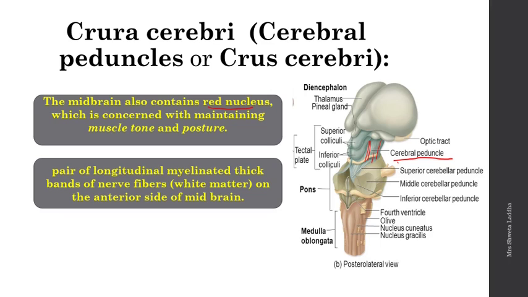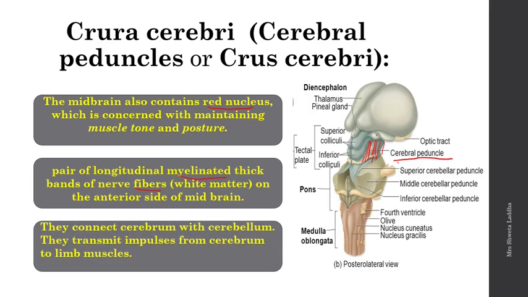These are a pair of longitudinal, myelinated, thick bands of nerve fibers. You can see these are longitudinal and covered with myelin sheath, thick bands of nerve fibers made up of white matter, present on the anterior side of the brain. What is above them? Above them lies the cerebrum. You can see this is the diencephalon, the thalamus part. So above lies the cerebrum and below lies the cerebellum. They connect the cerebrum to the cerebellum, and transmit impulses from the cerebrum to the limb muscles. So that was crura cerebri, cerebral peduncle, and corpora quadrigemina.